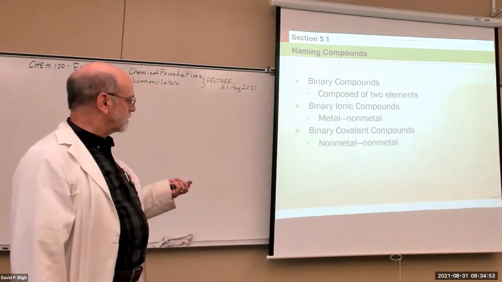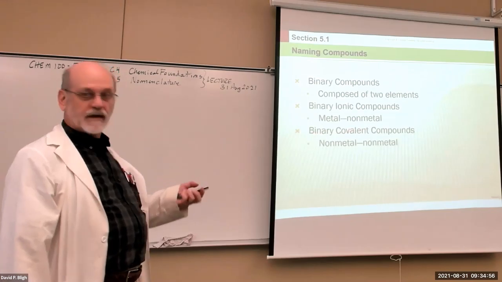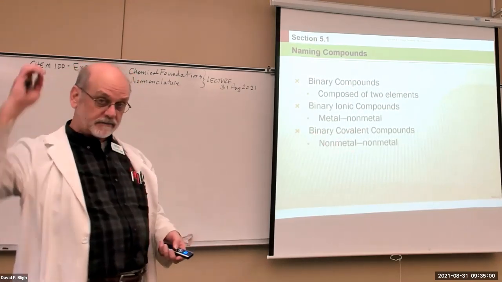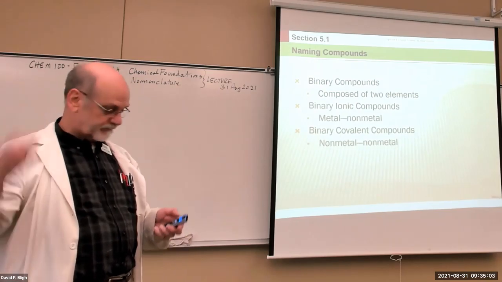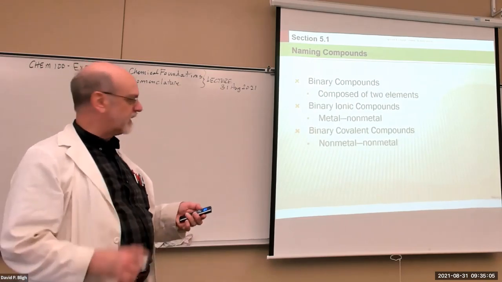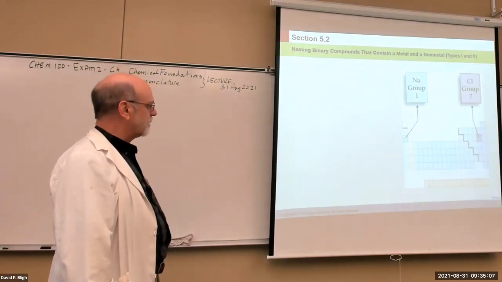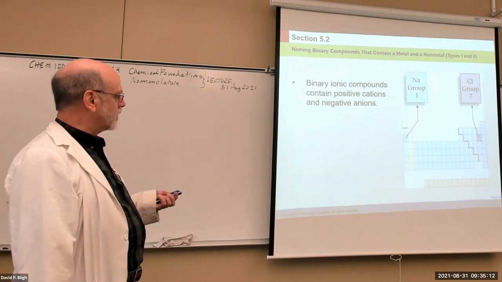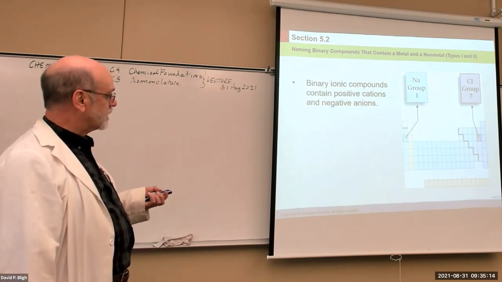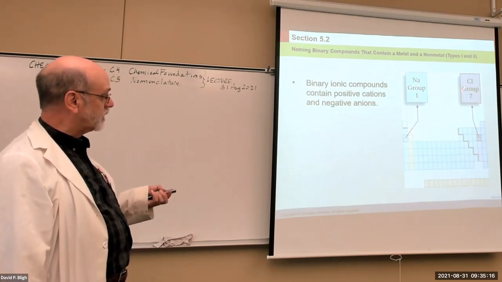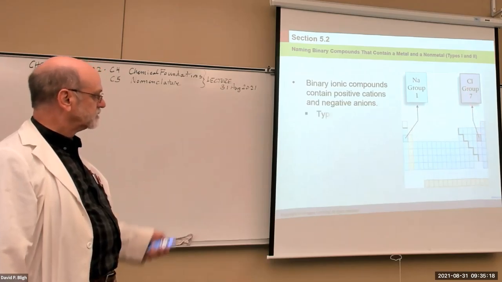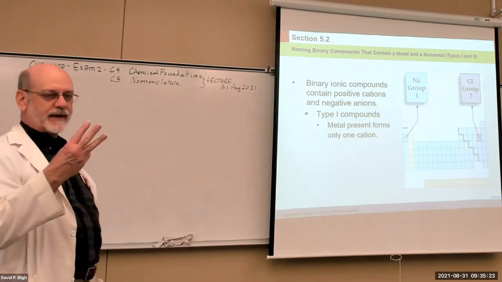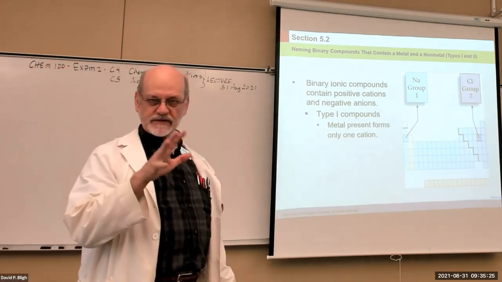Then we're going to talk about covalent compounds, binary covalent compounds. They form from two nonmetals. And I'll explain why in a minute. Okay. So these binary ionic compounds form from metal and nonmetal. In this case, sodium is from group 1, chlorine is from group 7. Now let's talk about the three types for the binary naming system.